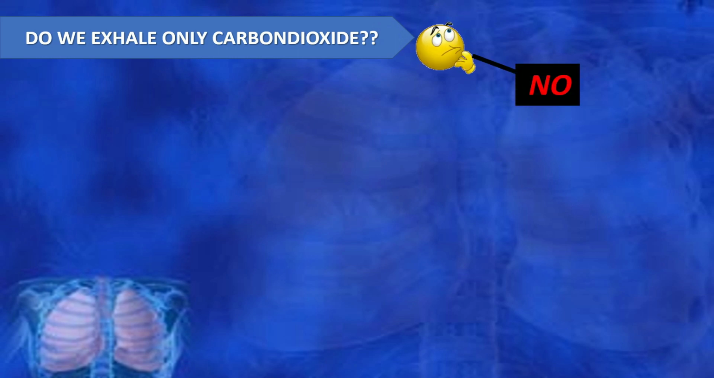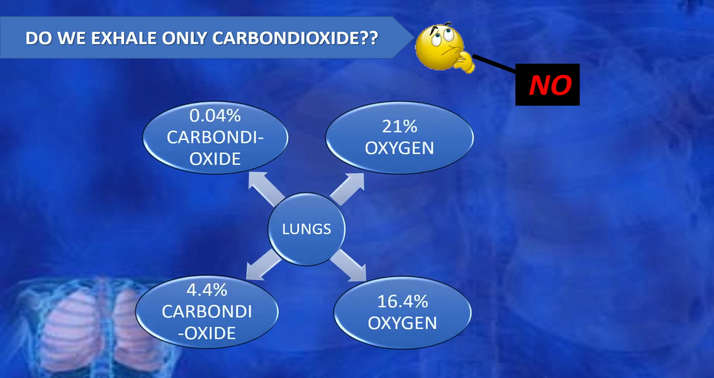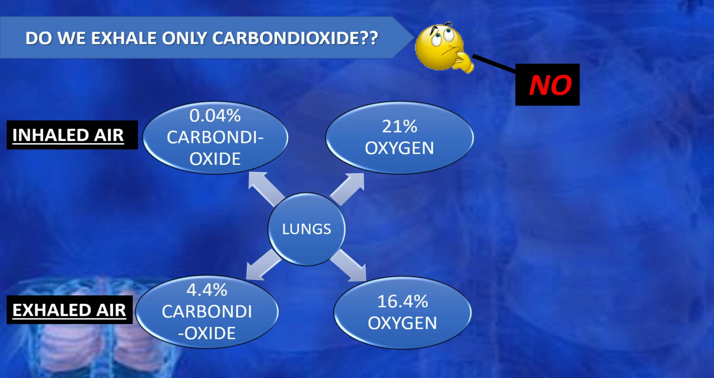Okay, because we exhale a mixture of gases, mainly two gases, that is carbon dioxide and oxygen. During inhalation, the inhaled air consists of 0.04% of carbon dioxide and 21% of oxygen. And when we exhale it out, this exhaled air consists of 4.4% of carbon dioxide and 16.4% of oxygen. So it's not that we are only exhaling carbon dioxide, at the same time we are exhaling a big amount of oxygen as well in the air.